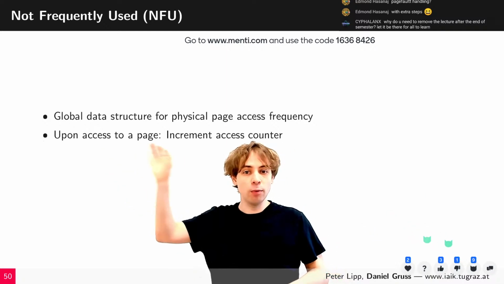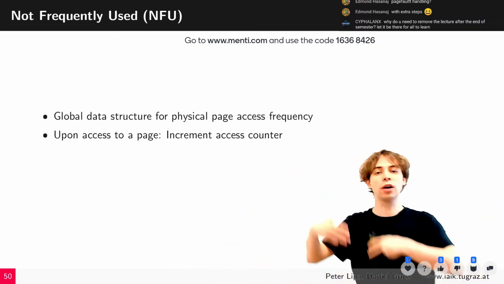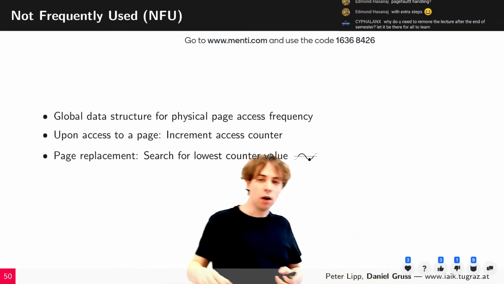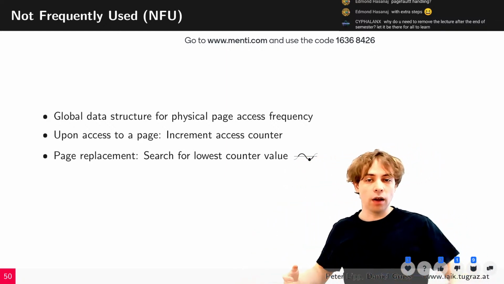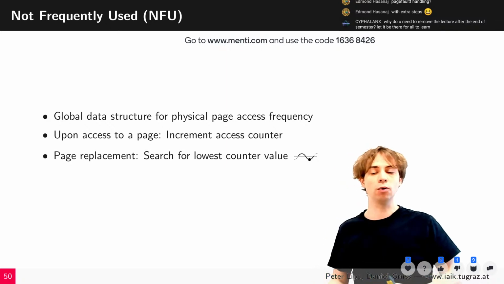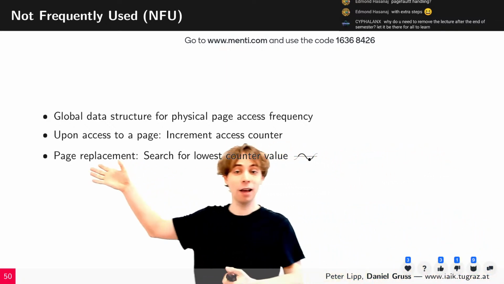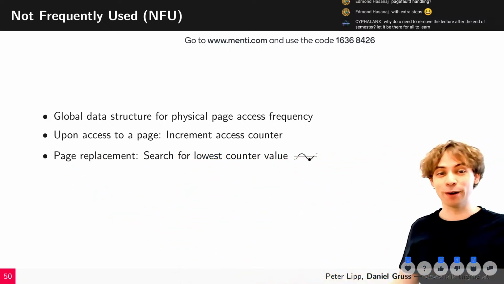When we access a page, we need to increment this access counter. Instead of just putting a timestamp there, we now count up. And for the page replacement, we now use again a search, and we search for the lowest counter value, not for the lowest timestamp, but for the lowest counter value. So we might even be able to reuse the search function here that we've implemented for LRU anyway.